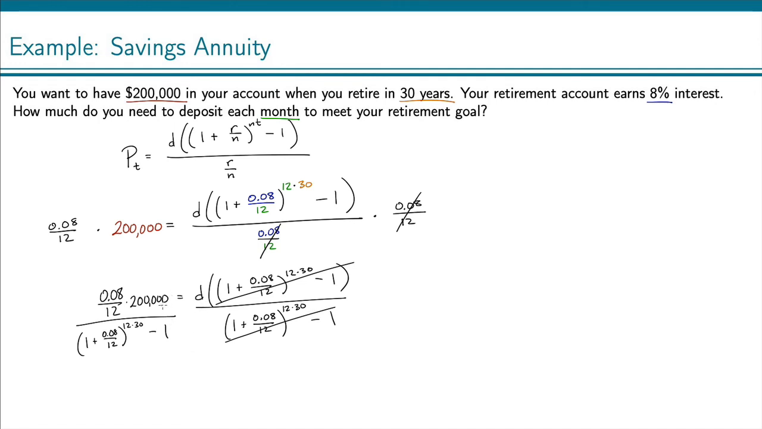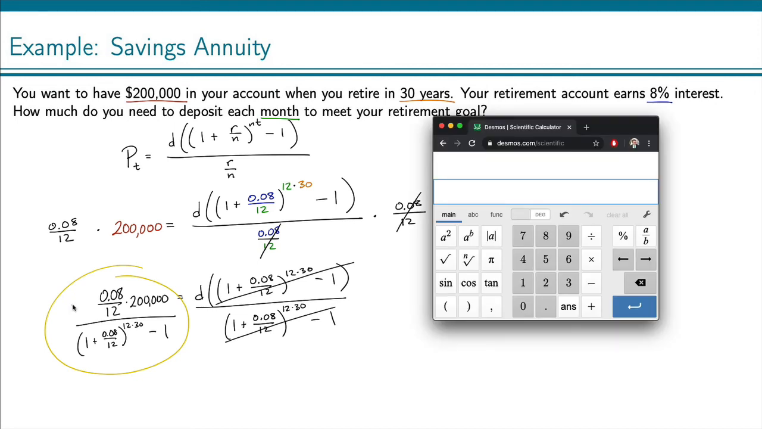So here is the formula that we need to figure out. We're going to go ahead and plug that into our calculator. So I've got 0.08 over 12 times 200,000, over 1 plus 0.08 over 12 raised to the 12 times 30, and then minus 1. And there is our deposit amount.